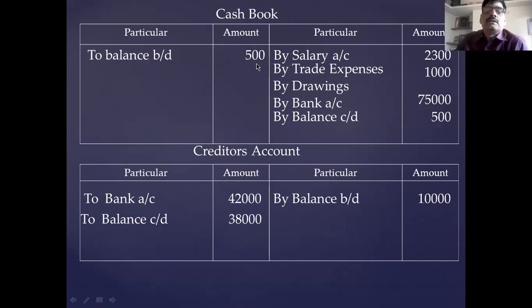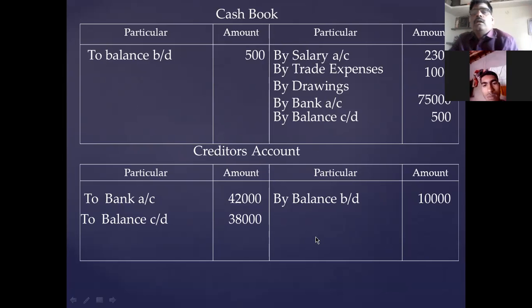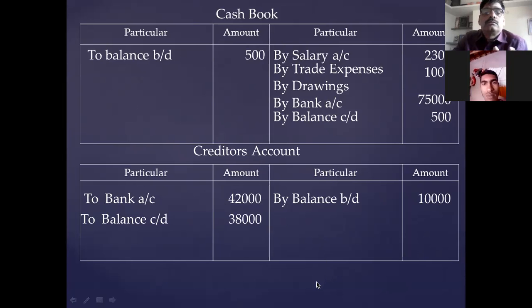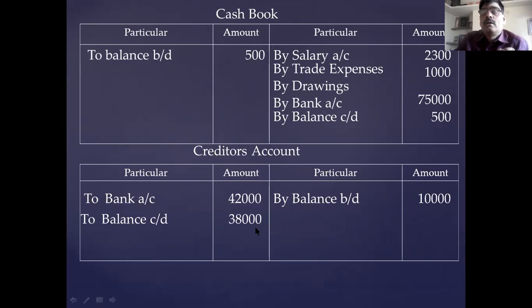Then we have bank balances and cash balances; 500 rupees I recorded as opening balance. This is the information. Problem completed. Now I'll show you in two ways. Here also I calculate the value of the closing stock. You see here, I close the creditor account. Creditor account total is 80,000.